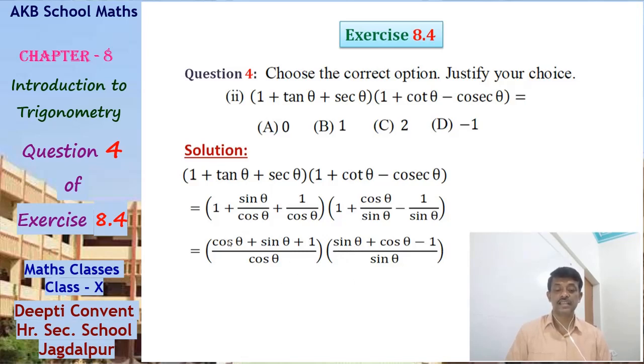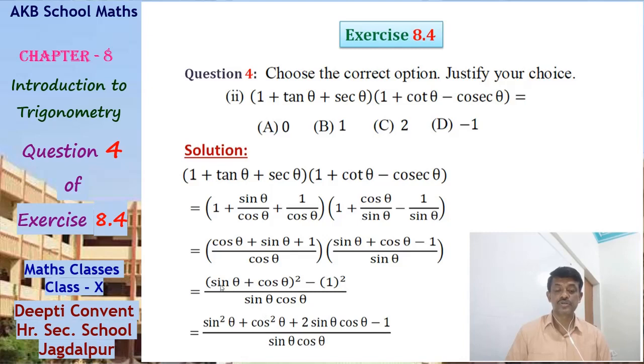Now we see that cos theta plus sin theta is common. So this plus 1, this minus 1, that is a plus b, a minus b. So a square minus b square. We are using that formula. Okay, so cos theta plus sin theta whole square minus 1 square on the upper side, and on the lower side sin theta into cos theta. Clear? Here sin theta plus cos theta whole square, a plus b whole square, a square plus b square plus 2ab, so sin square plus cos square plus 2 sin theta cos theta minus 1 upon sin theta cos theta.